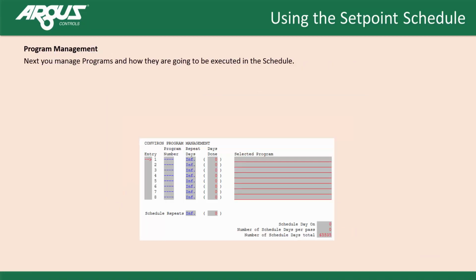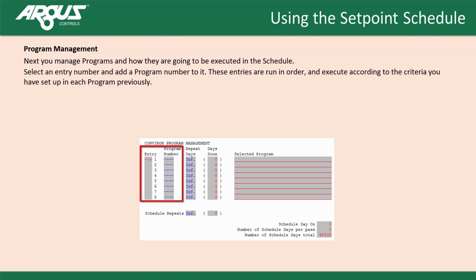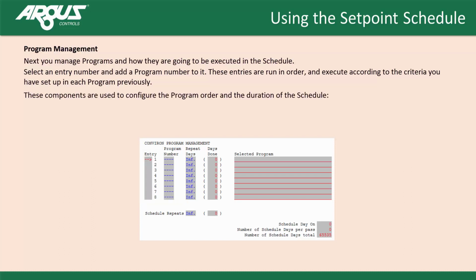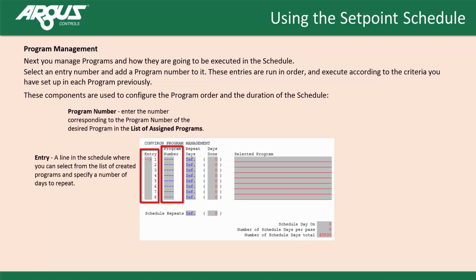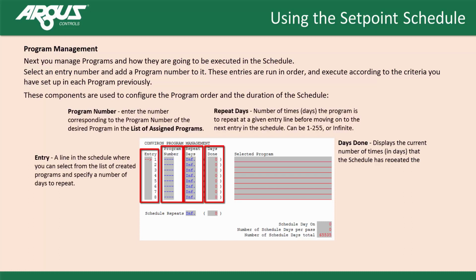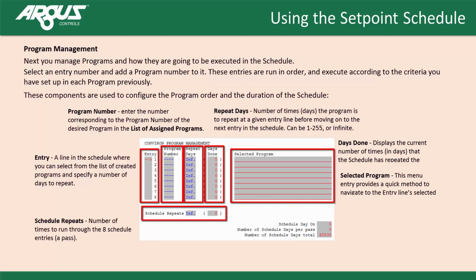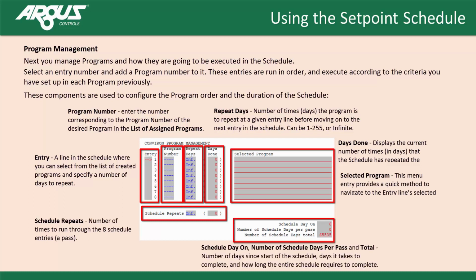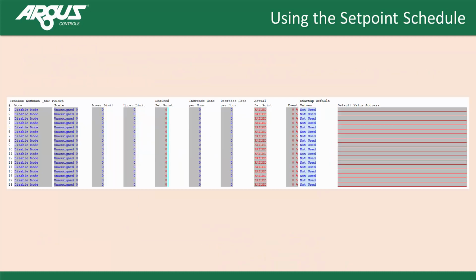schedule. Program Management. Next, you manage programs and how they're going to be executed in the schedule. Select an entry number and add a program number to it. These entries are run in order and execute according to the criteria you've set up in each program previously. These components are used to configure the program order and the duration of the schedule: entry, program number, repeat days, days done, selected program, schedule repeats, scheduled day on, number of scheduled days per pass, number of scheduled days total.